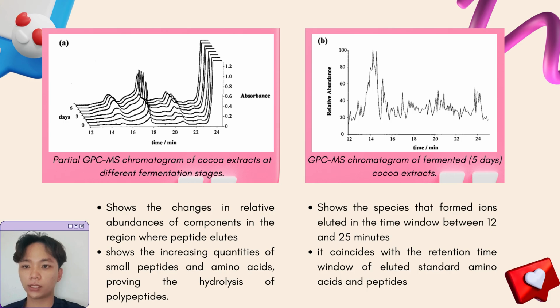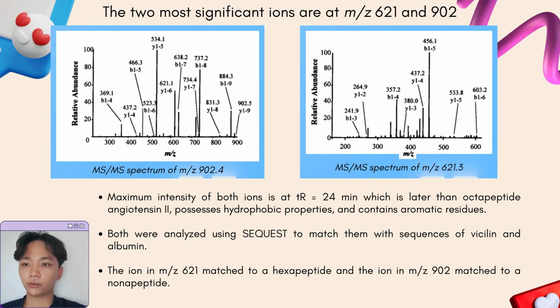Meanwhile, Figure B shows the GPC-MS chromatogram of fermented 5 days cocoa extract. It shows the species that form ions eluted in the time window between 12 and 25 minutes. It coincides with the retention time window of eluted standard amino acids and peptides. Out of the many peaks shown here, we will discuss the two most significant ions that are located at m/z 621 and 902. The maximum intensity of both ions is at retention time 24 minutes, which is later than octapeptide angiotensin II, possesses hydrophobic properties, and contains aromatic residues.